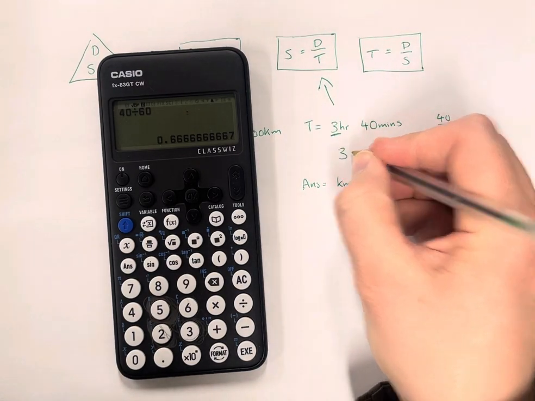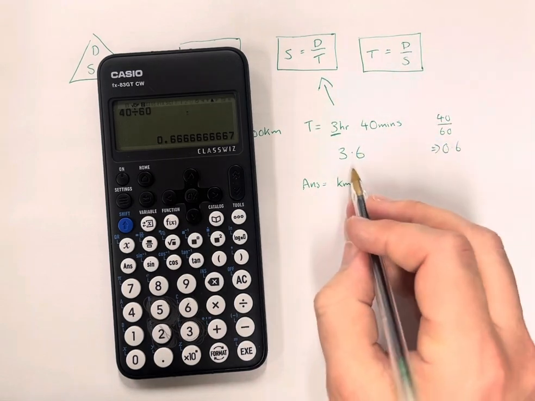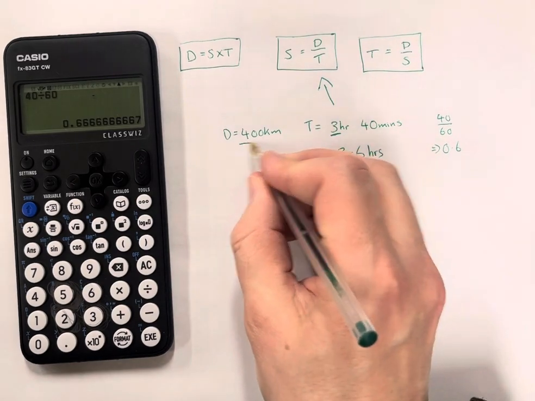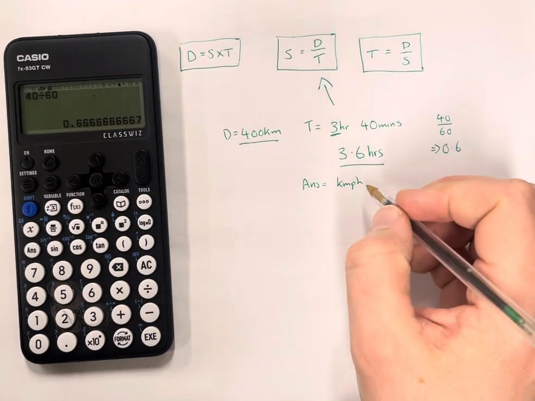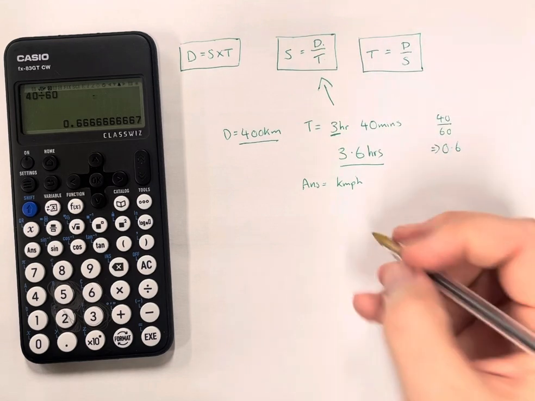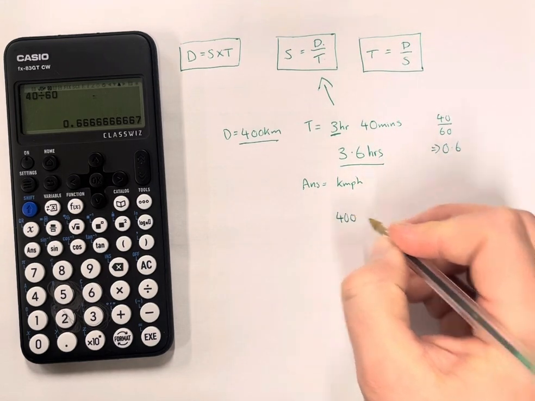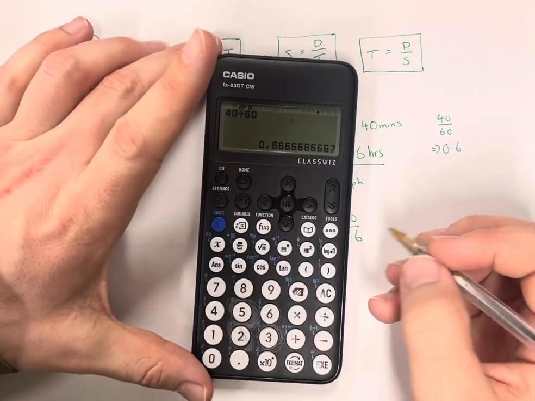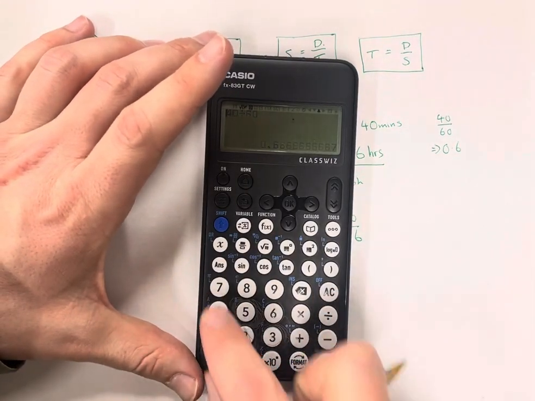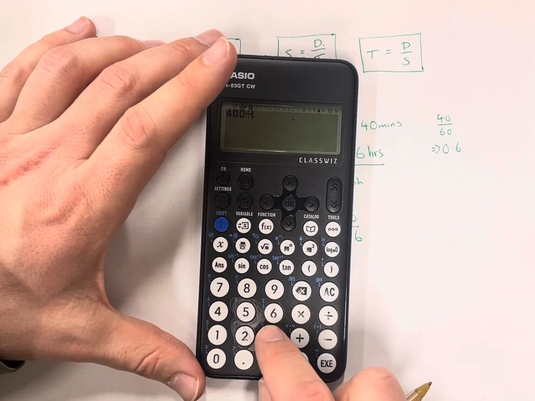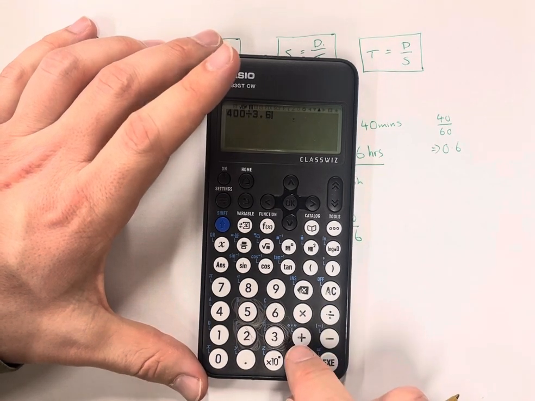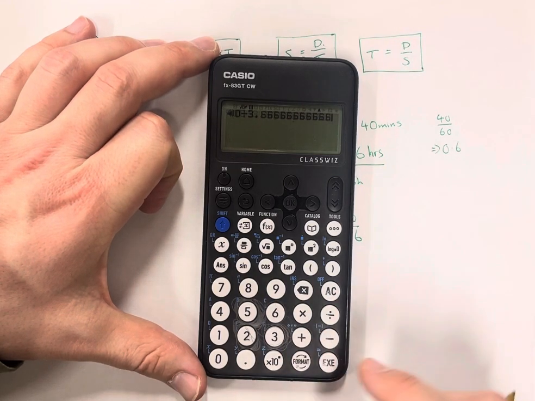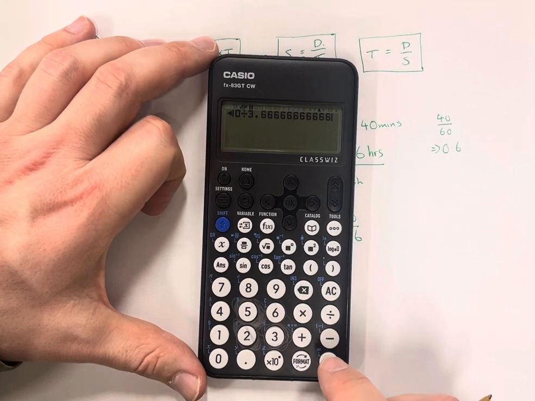So it's 3.6 hours. And now we have the distance traveled, we have the time it took, so we divide the distance by the time. So it's going to be 400 divided by 3.6. We can do that in our calculator here. So we do 400 divided by 3.6. Now, it was 3.666. I can do that if I want. I can do 3.6666 and keep going, and I'll get a more accurate answer.